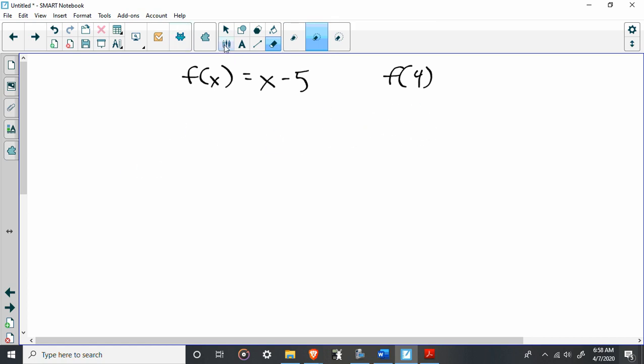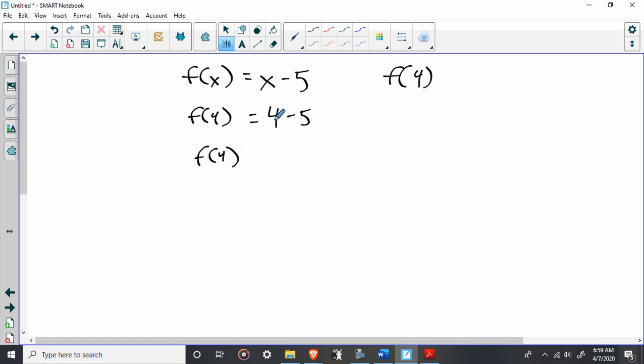So what does this mean? This means go ahead and plug in 4. So we're going to say f of 4, the function evaluated at 4, is equal to, well, let's plug in 4 for x, and 4 minus 5. So f of 4, that's how this is pronounced, is equal to 4 minus 5, which is going to be negative 1.